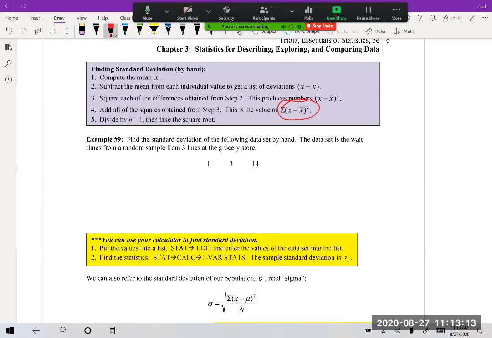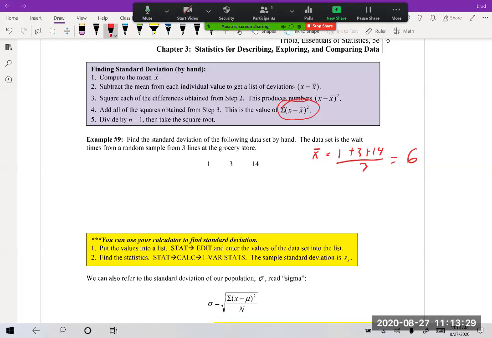So if I want to find the mean, the mean is just X bar equals 1 plus 3 plus 14 divided by 3, right? So that should be 18 divided by 3, so that'll be 6.